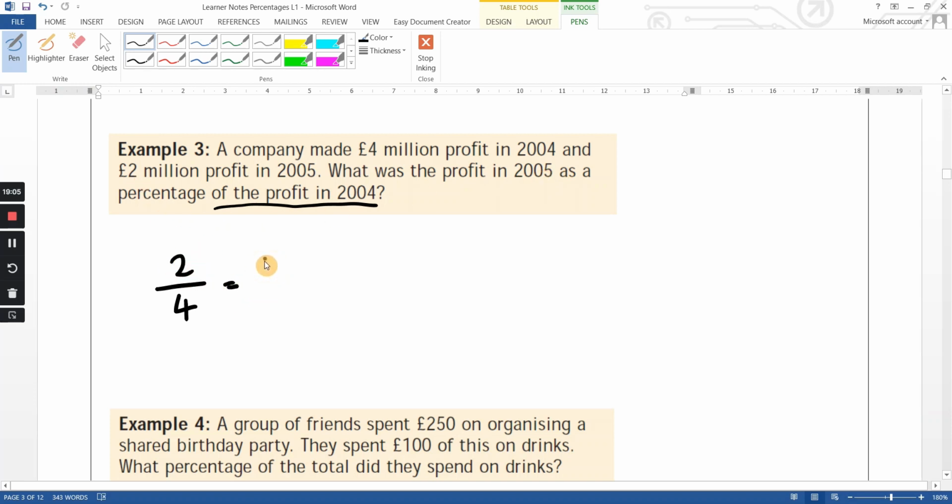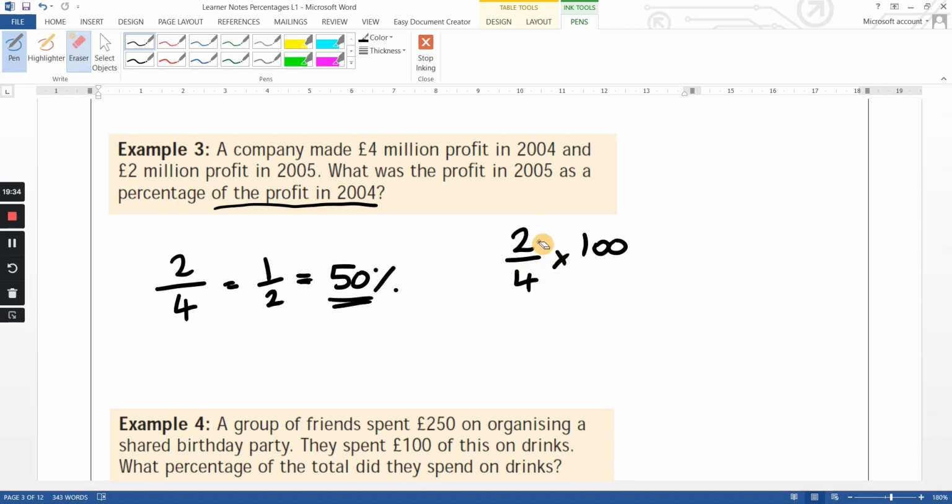Yeah, which simplifies to a half, which is the same as 50%. Yeah, you might be able to figure that out as well. You know, if you've got 2 million, half of that, you should know it should be 50%. But yeah, if you want to show some working out, you could have done it this way. You could have done it this way as well. Yeah, same thing. You would have got 50%. Okay. Let's move on to the next one.